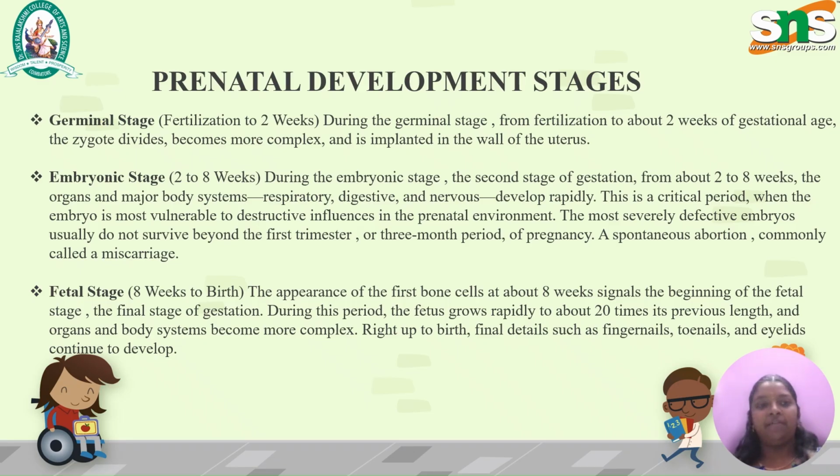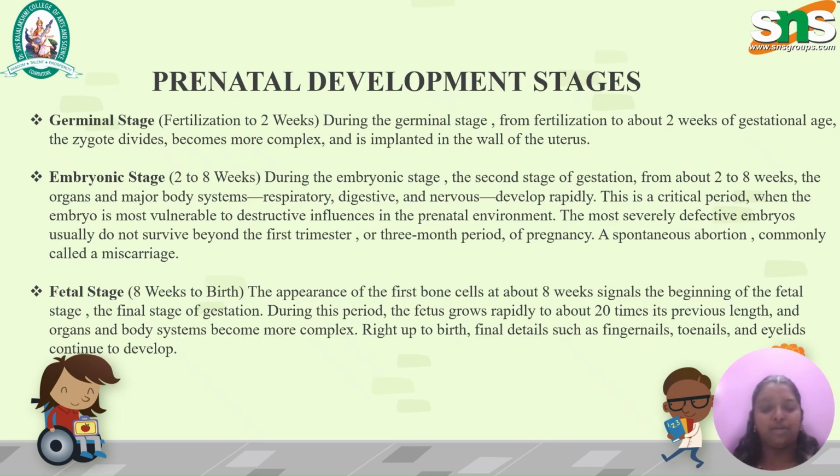This is a critical period when the embryo is most vulnerable to destructive influences in the prenatal environment. The most severely defective embryos usually do not survive beyond the first trimester. The first trimester is nothing but till three months, or the third month of pregnancy. A spontaneous abortion, commonly called a miscarriage. During this period there are many chances of a miscarriage because of some reasons. Maybe it can be because of some developmental issues, or it can be because of environmental causes.